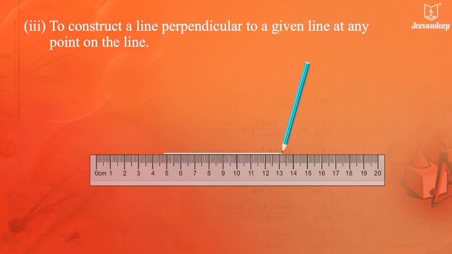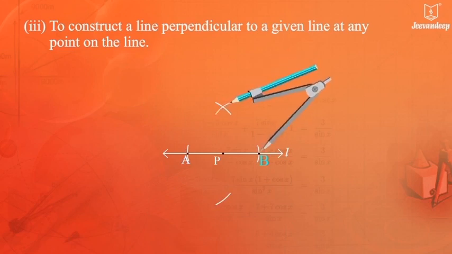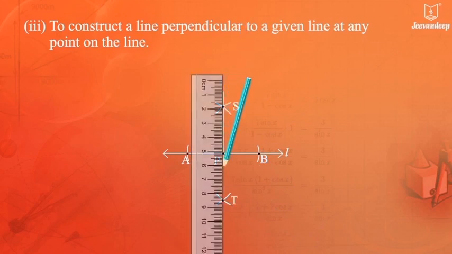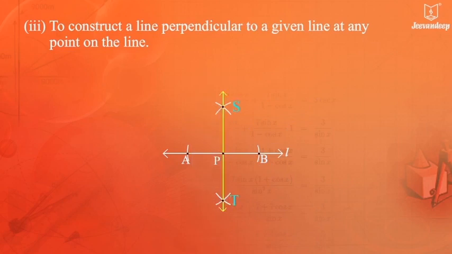3. To construct a line perpendicular to a given line at any point on the line, draw line L of any measure. Take a point P on line L. Assuming P as the center, draw arcs on either side of point P, intersecting the given line at points A and B respectively. Assuming A as the center, draw arcs on either side of line L. Now, assuming B as the center, draw arcs intersecting the previous arcs at points S and T. Draw line ST. Line ST is the perpendicular bisector of line L.